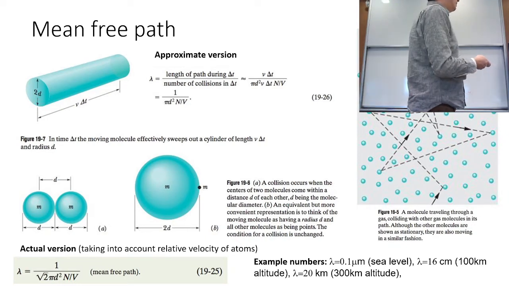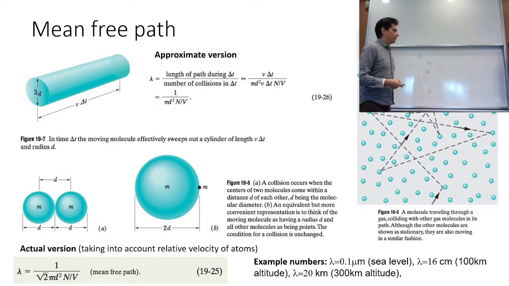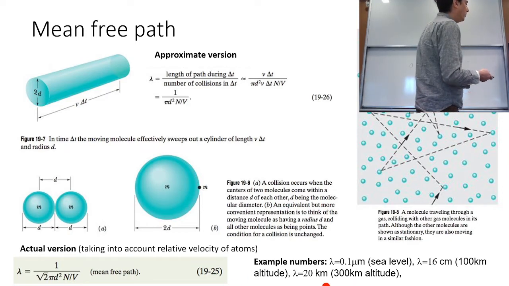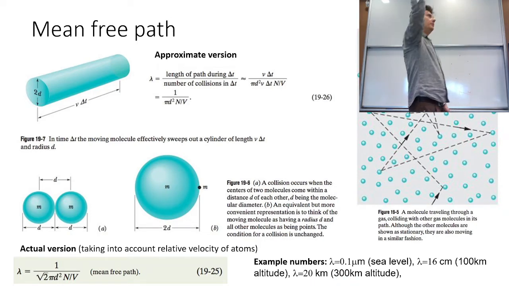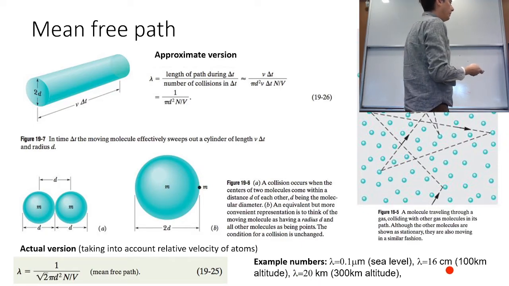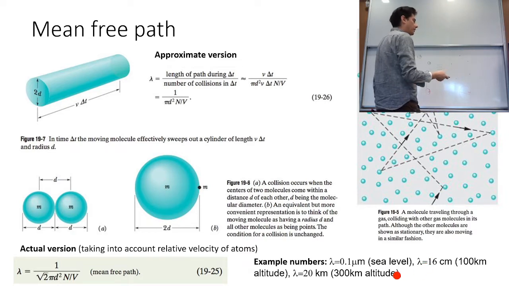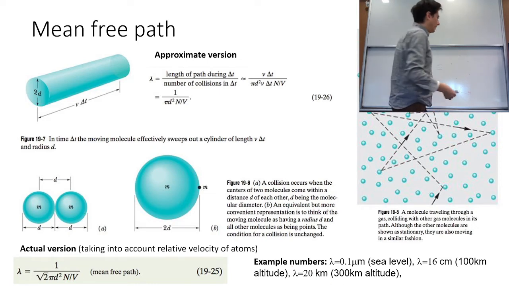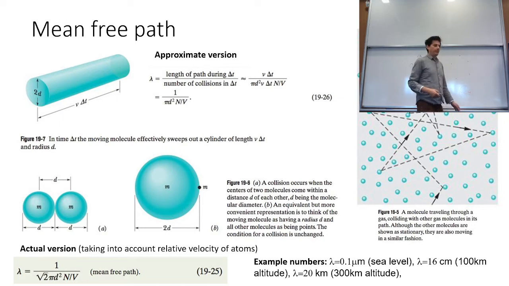But already at 100 kilometers up, which is quite high, maybe some satellites are more like 200 or 300 kilometers. Once you're at those orbital heights, the mean free path is much, much bigger. In fact, 100 kilometers is 16 centimeters, a lot bigger than 0.1 microns, but at 300 it's already 20 kilometers, so the density of the air is very, very low there.